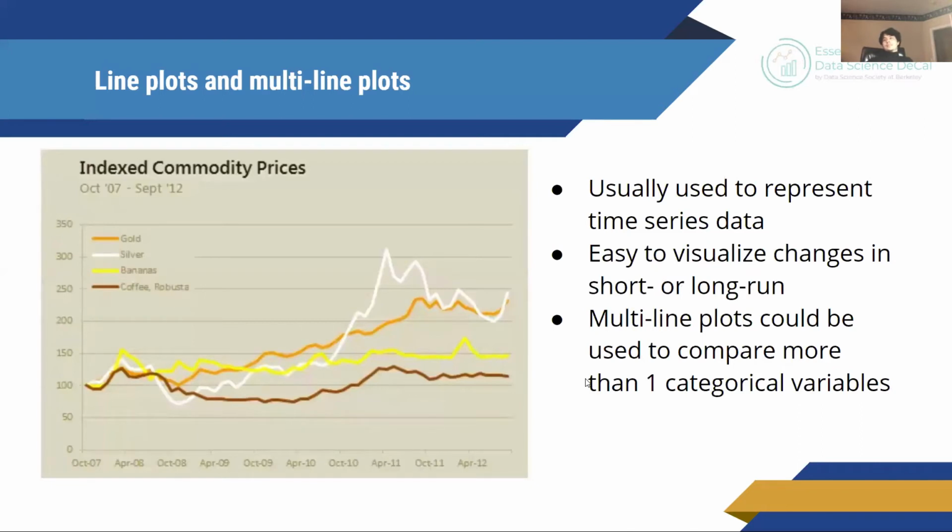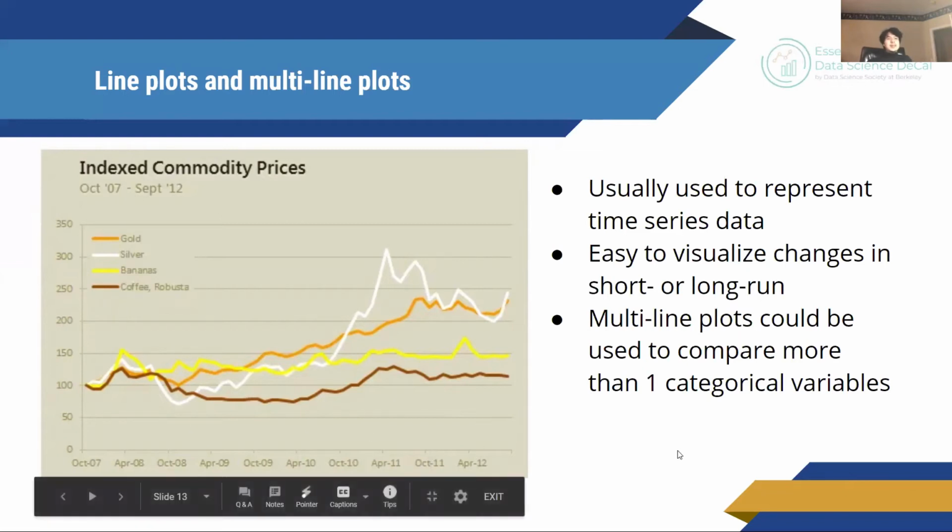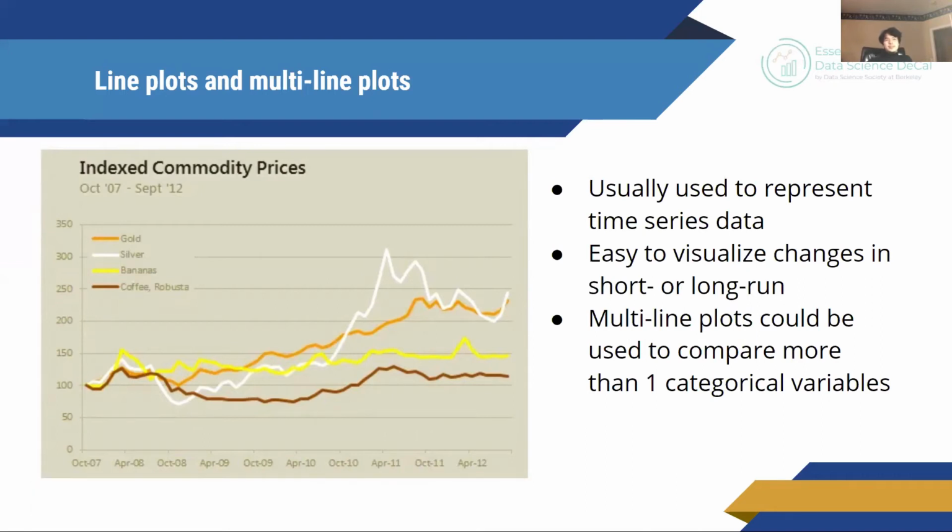Line plots. So line plots, you see them everywhere. If you're into economics or into business, you've probably seen net gain, net loss sort of line plots. Sorry, I'm not an economics student. I'm just like aggregate supply, aggregate demand. Those usually come as line plots. In data science, we usually use those to represent time series data. And it's easy to visualize changes that happen in the short or long run. And we can overlay different line plots over each other to compare.